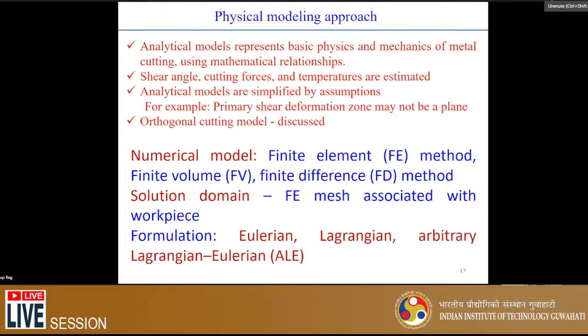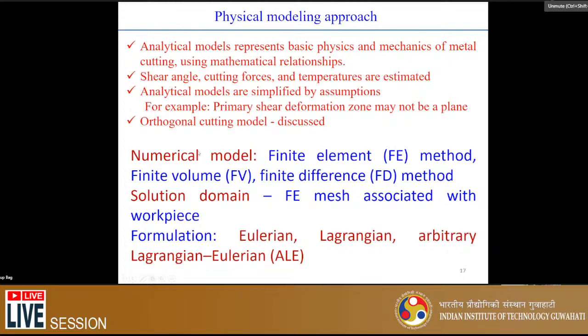There also you can develop a numerical model using the finite element method, the finite volume method, and even the finite difference method can be applied. But in this case, first you have to define the domain and decide what you want to analyze. Say you want to do deformation analysis in general, or maybe heat transfer analysis. That kind of analysis you have to decide first. Then decide the solution domain, then discretize the domain. For example, if you take finite element, discretize the domain associated with the workpiece, basically the solution domain.